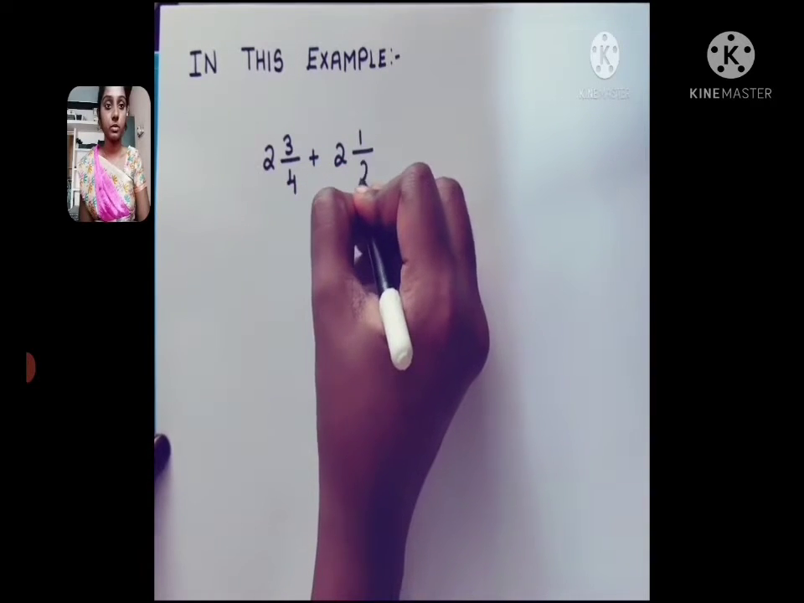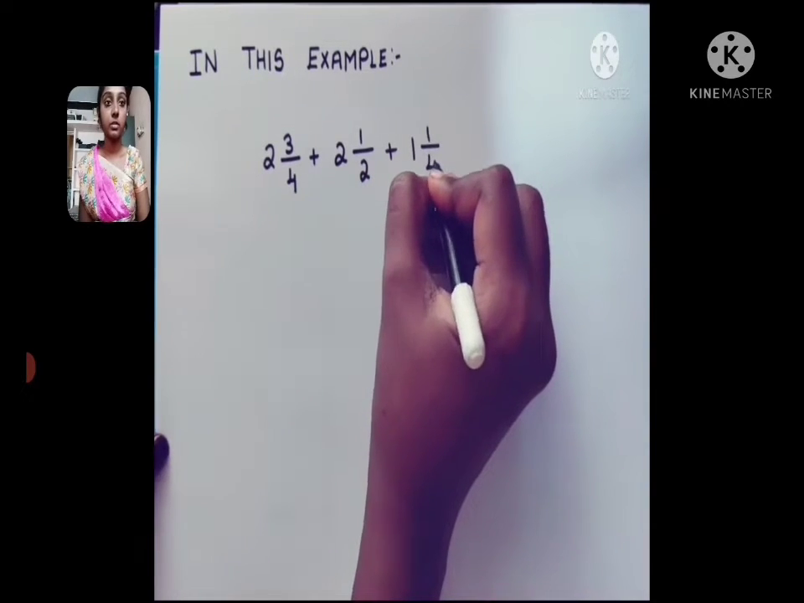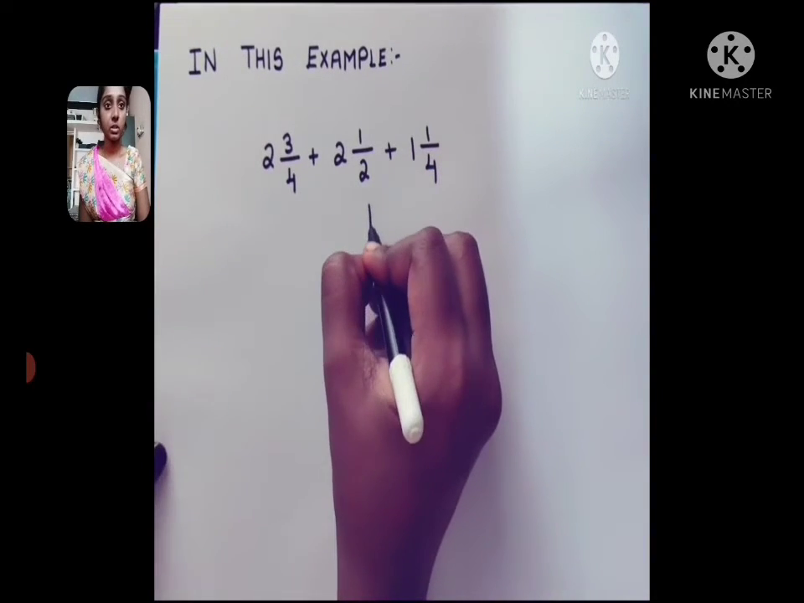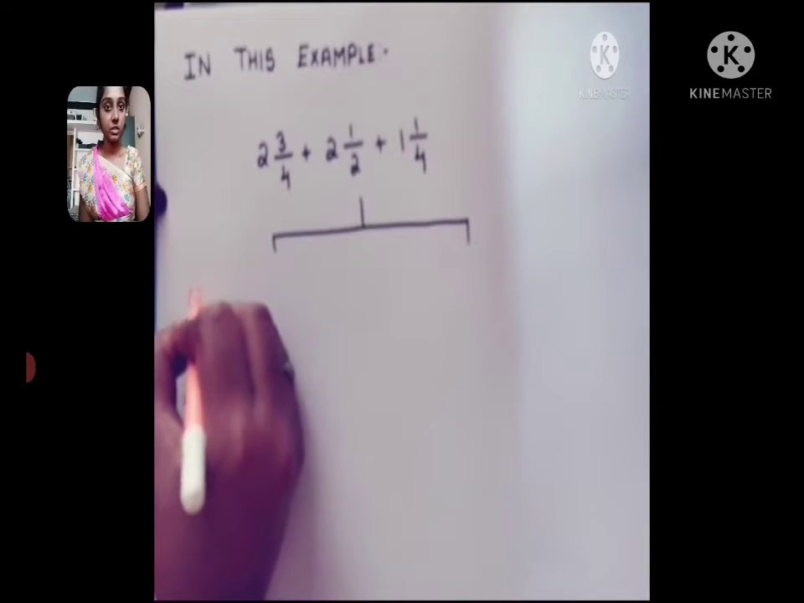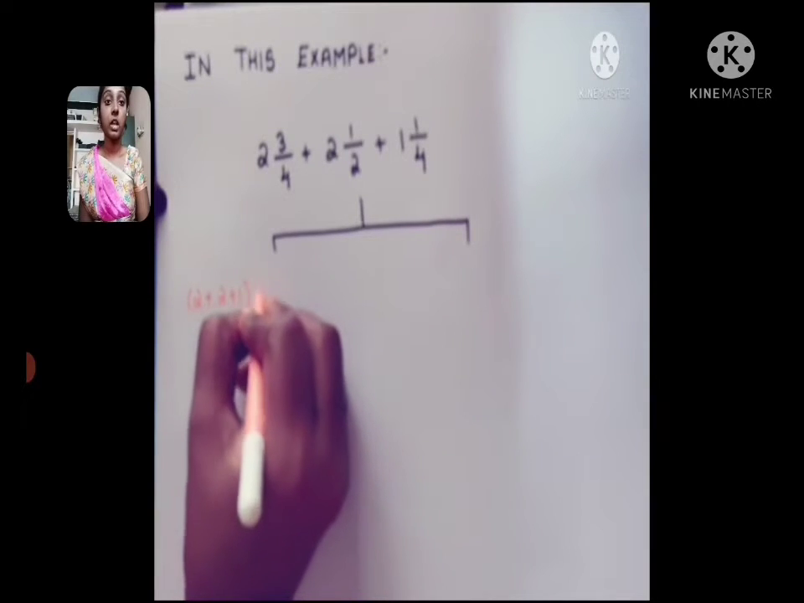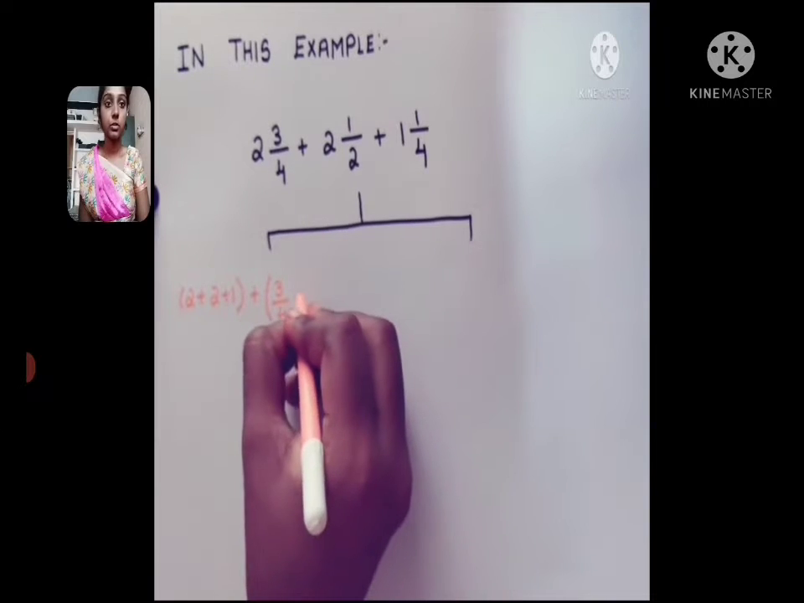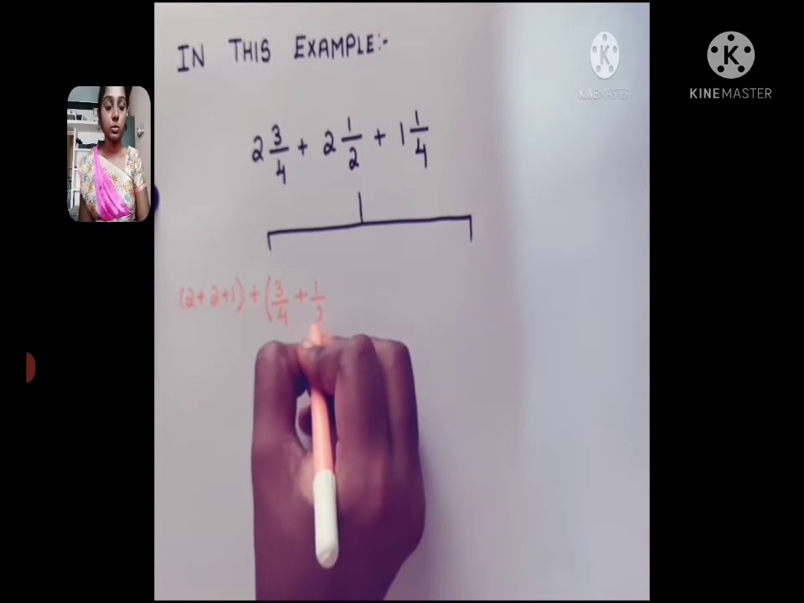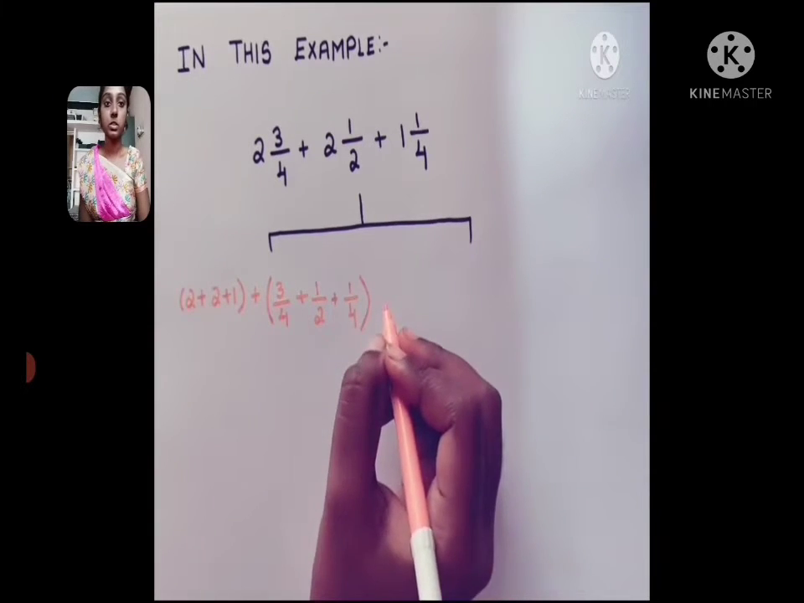So, in this example, the 3 mixed fractions given to us are 2 3 by 4 plus 2 1 by 2 plus 1 1 by 4. Let us find the sum of these fractions in both ways. The first method: let us add the whole numbers separately and the proper fractions separately. Adding the whole numbers 2 plus 2 plus 1 and adding the proper fractions 3 by 4 plus 1 by 2 plus 1 by 4.